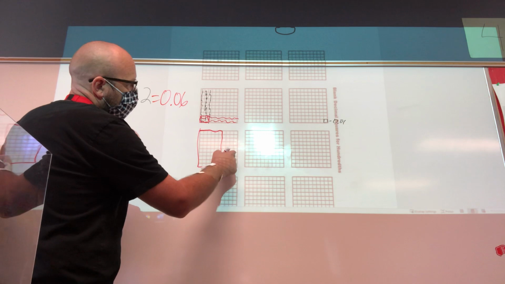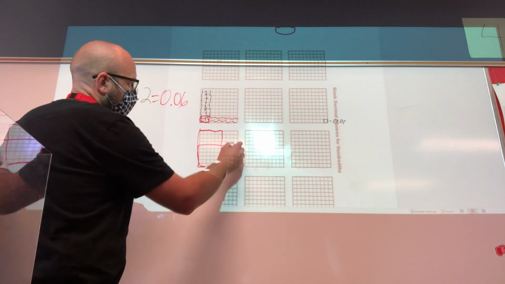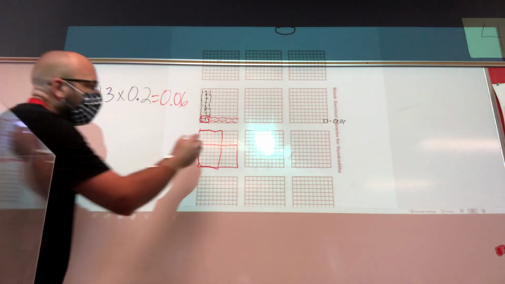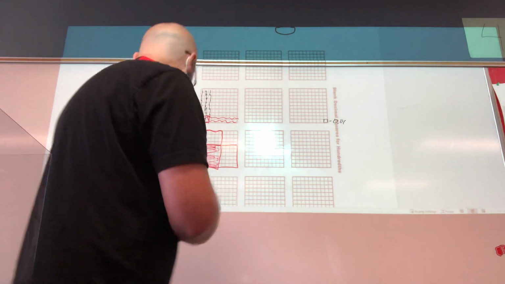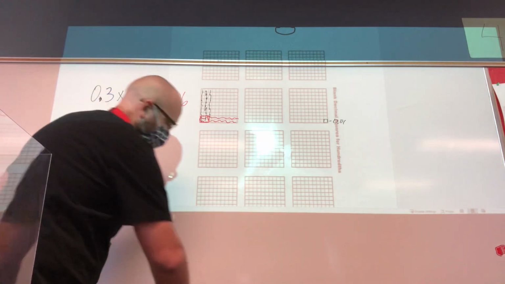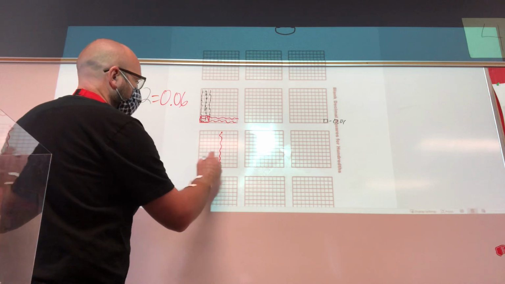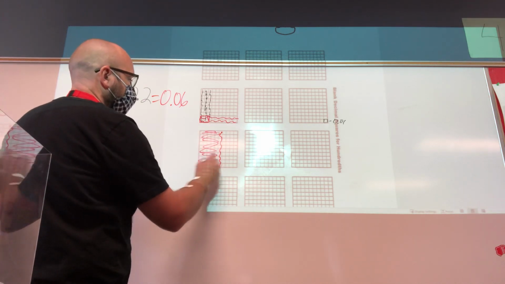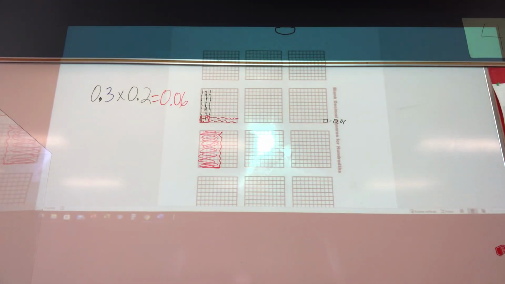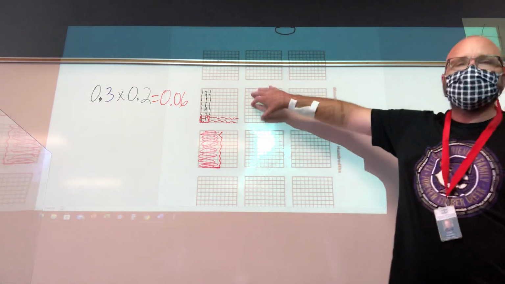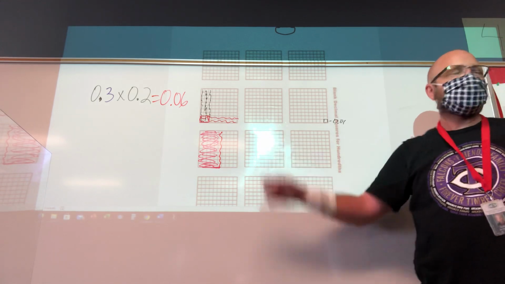And 1, 2, 3, 4. 6/10 would mean all of this area. That's actually 36. 6/10 would mean 1, 2, 3, 4, 5, 6 columns. There was this much shaded in by both. That's equal to 6/10. Think of it as pennies, dimes, and dollars. The whole thing is $1. Each column or each row is a dime. Each little square is a penny.